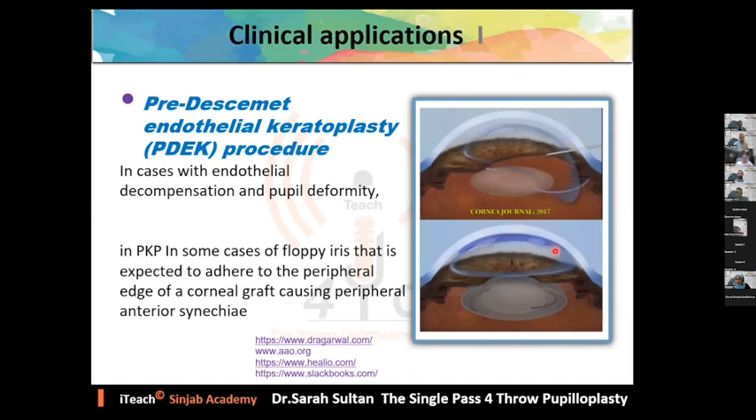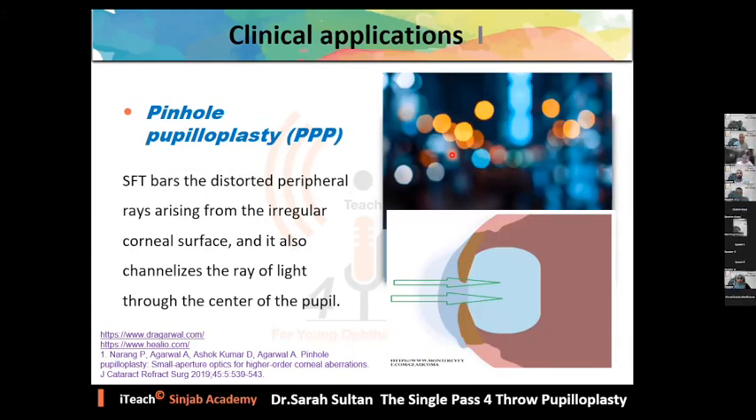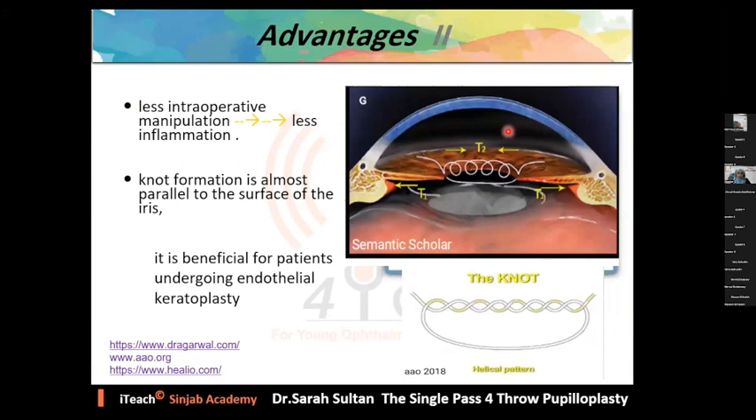Also, in PKP, to prevent postoperative complications in some cases of floppy iris that is expected to adhere to the peripheral edge of the corneal graft, causing peripheral anterior synechia. Pinhole pupilloplasty blocks the distorted peripheral rays arising from irregular corneal surface, and it also canalizes the rays of light through the center of the pupil. This enhances depth of focus, preventing the patient from glare and photophobic images. Advantage: less intraoperative manipulation, thereby less inflammation.